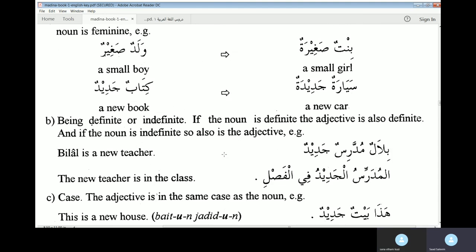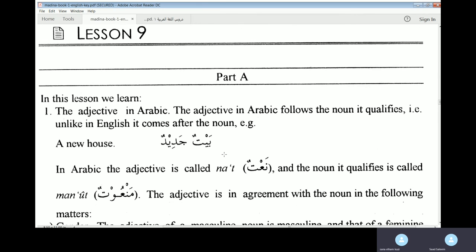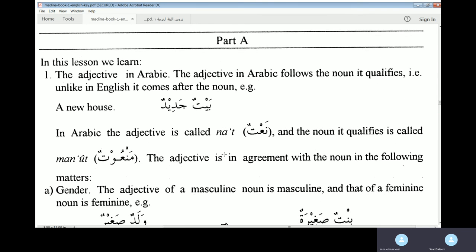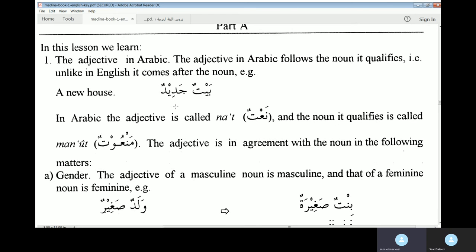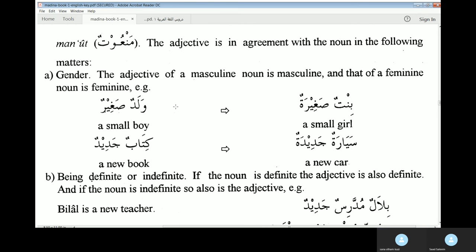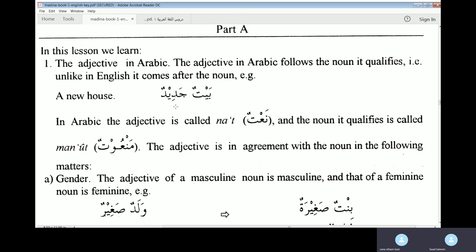So, did you understand this? Yeah. The noun and adjective should be the same gender and have the same endings. If one is definite, the other should also be definite, and if the noun is indefinite, the adjective should be indefinite as well. Good. You have to memorize this point.